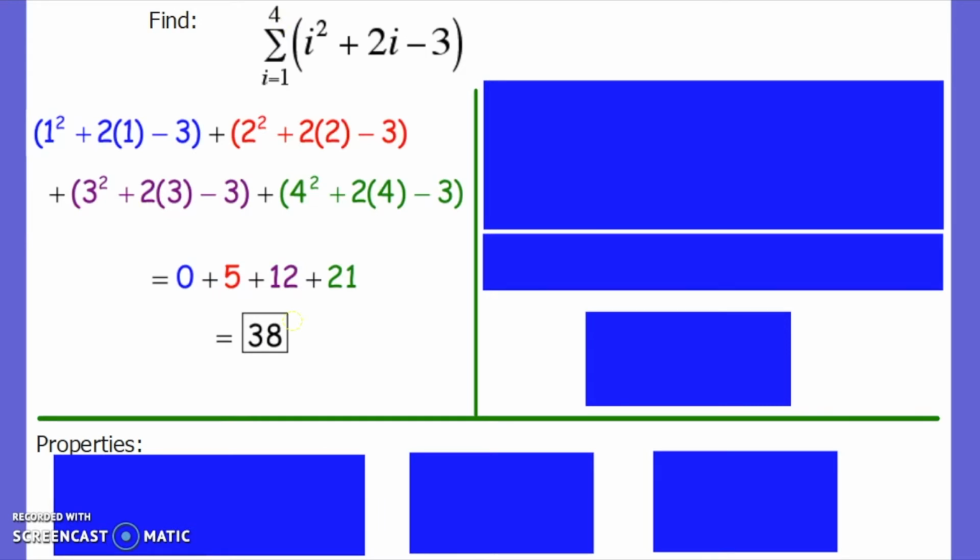Okay, well, on the screen here you can see I just took 1 and plugged it in for the i values. So 1 squared plus 2 times 1 minus 3, and that's all in blue here. Then I plugged 2 in for the red, 3 in is the purple, and 4 in would be the green. So that's terms 1, 2, 3, and 4. Calculated each of those numbers, so 0, 5, 12, and 21, and then add the 4 of them up, and you should end up with 38.